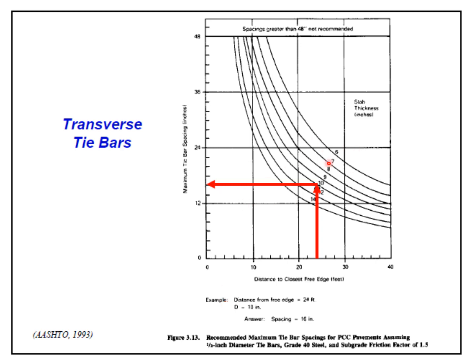And if you just look at this figure, this axis is representing the maximum tie bar spacing in inches, and the horizontal axis the distance to closest free edge in feet. So in this example you can see 24 feet. Just go upward and look at these curves. These curves are meant for different slab thicknesses. So just go up to the 10 inches, and in this way you can see that this is coming equal to 16 inches. Now there is one important note written at the top. Look at that: spacing greater than 48 inches not recommended.